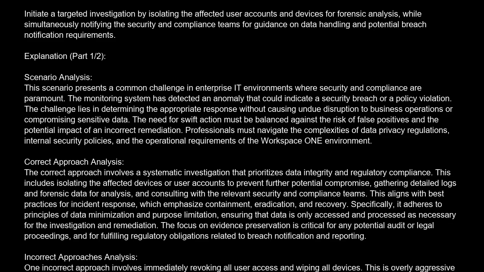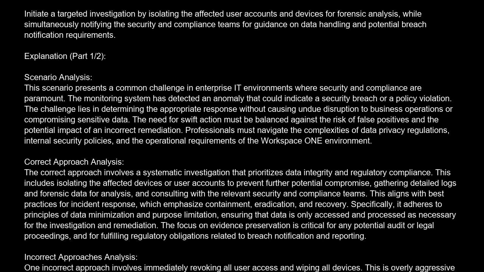The correct answer is C. Initiate a targeted investigation by isolating the affected user accounts and devices for forensic analysis, while simultaneously notifying the security and compliance teams for guidance on data handling and potential breach notification requirements.